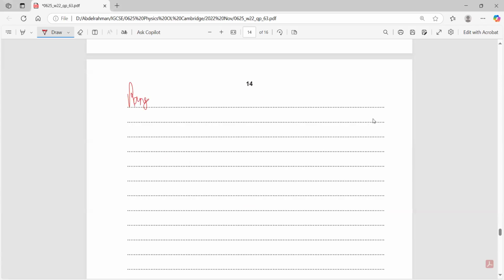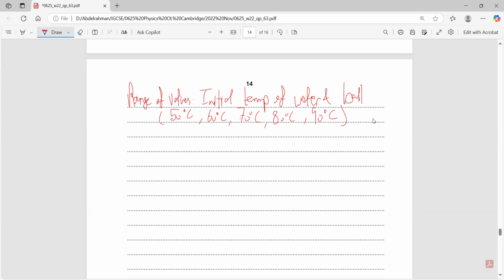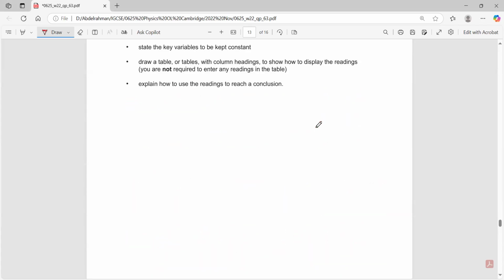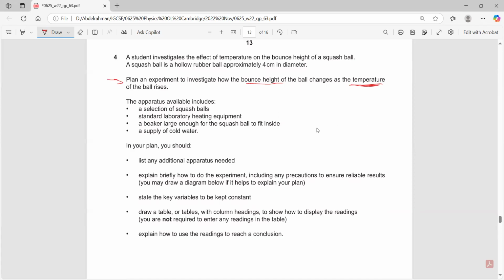So the range of values: the initial temperature of the water and the ball, right? Can I use different values? Yes. Let's say 50 degrees Celsius, 60, 70, 80, and 90 degrees Celsius. So you have at least 5 values for the initial temperatures of this ball. And then list any additional apparatuses you need.